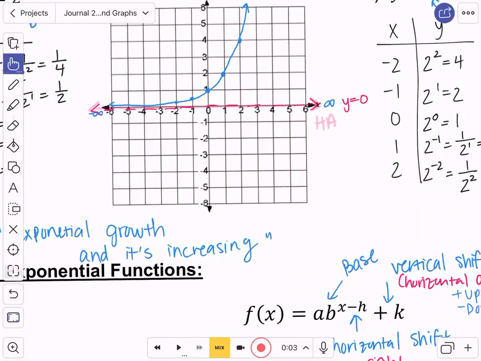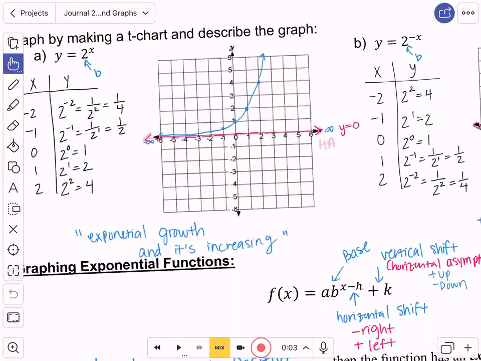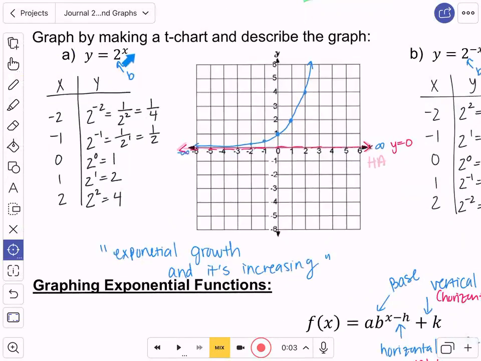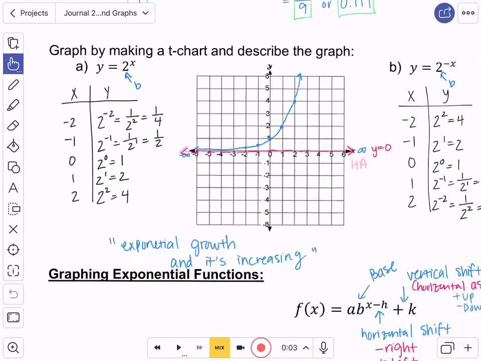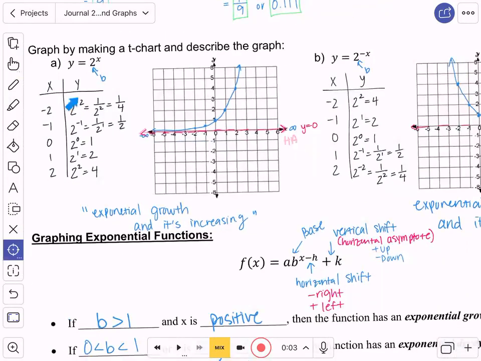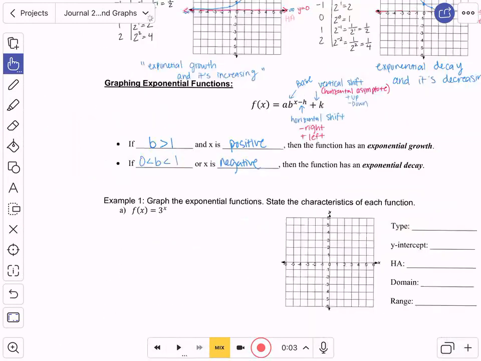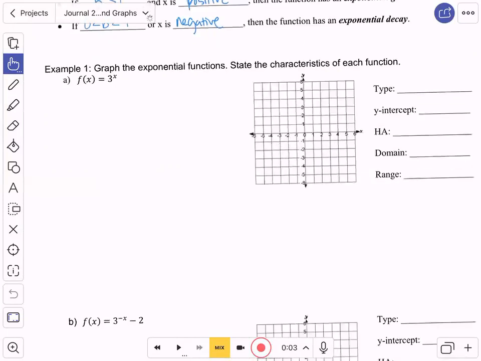You can find it by looking at the vertical shifts. In this case, there was no vertical shift, so it's at y equals 0. Or you can make a t-chart and predict where it's going to be located by how it's slowing down or speeding up. In this case, slowing down would probably be the correct way to explain things. So let's get into practicing some of these graphing skills in example one.